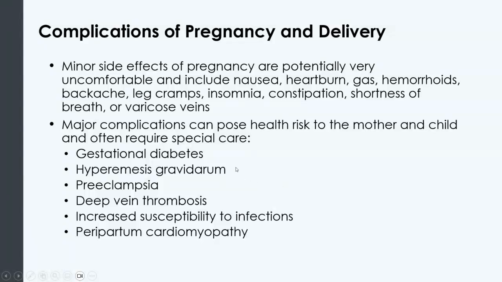And there are many different things that can pose risks to the mother. She could face gestational diabetes. She could face preeclampsia. She could have deep vein thrombosis, right? She could suddenly become very susceptible to infections. And she could also have peripartum cardiomyopathy, right? And these are not all of them. These are just some of the things that can suddenly pop up while you're pregnant.